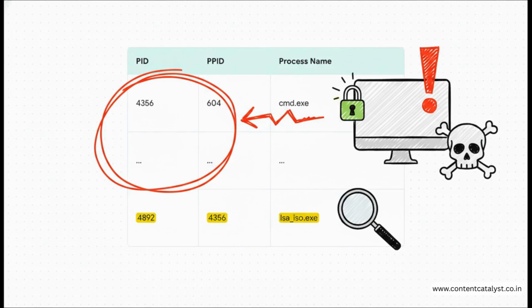The analyst runs a command to get a list of every single process that was running inside that memory snapshot. And immediately, something looks weird. We see a process here called lsa-iso.exe, but look at its parent process ID, or PPID. That tells us it was launched by cmd.exe, the command prompt.